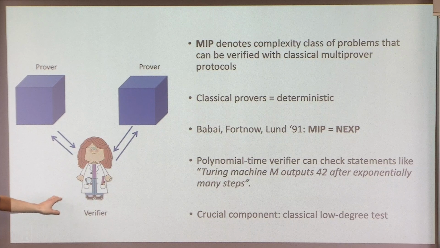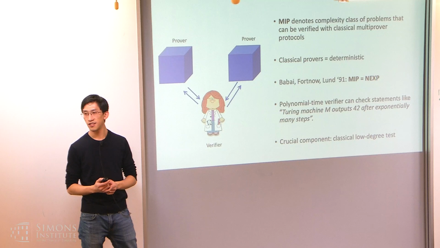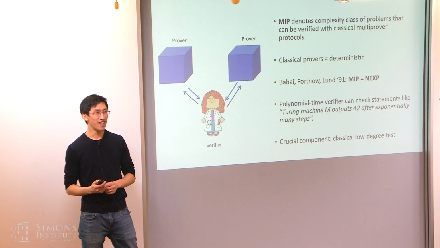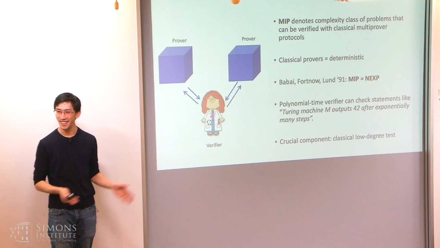A polynomial time verifier can check whether some Turing machine outputs 42 after taking exponentially many steps. Clearly, this polynomial time verifier can't check this on its own, but by interacting with these provers, it can check such a thing. Only two? Only two. So 3 doesn't help. But it's important that it be interactive, so more than one round. One round's enough. Oh, one round. I think there's even a paper called "Two provers, one round, zero knowledge for NEXP."